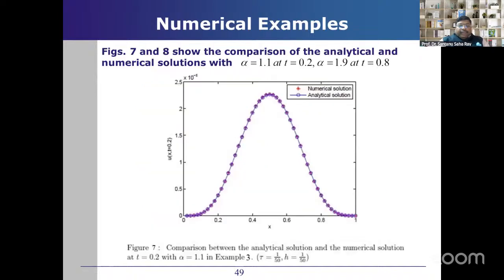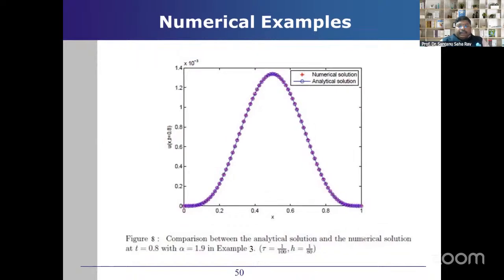Figure 7 represents the comparison of the numerical solution obtained by the implicit finite difference scheme with the exact solution for fractional order alpha equal to 1.1. Here the temporal step size is tau equal to 1 by 50 and the spatial step size h equal to 1 by 50. We can see there is an excellent agreement between the two results. Figure 8 also shows the comparison of the exact solution with the fourth order implicit finite difference scheme for fractional order alpha equal to 1.9.